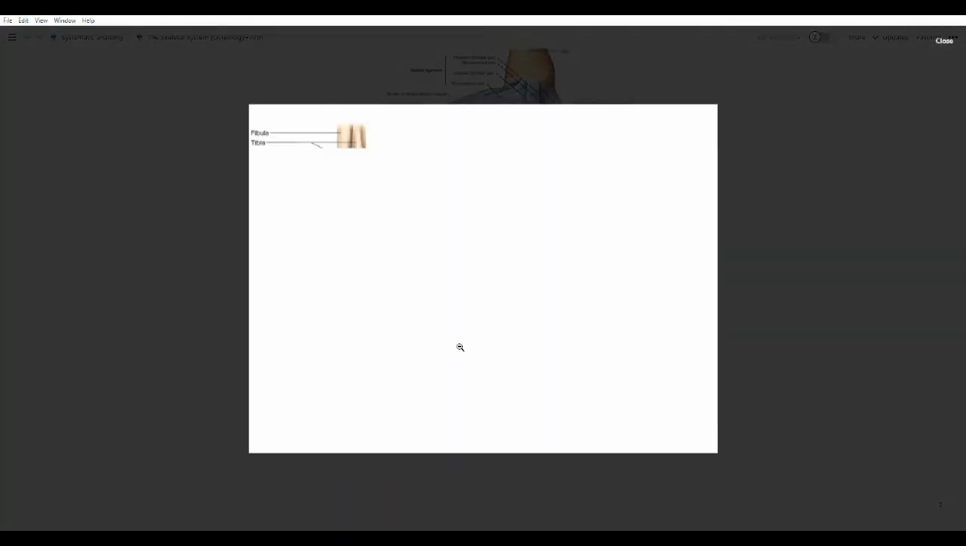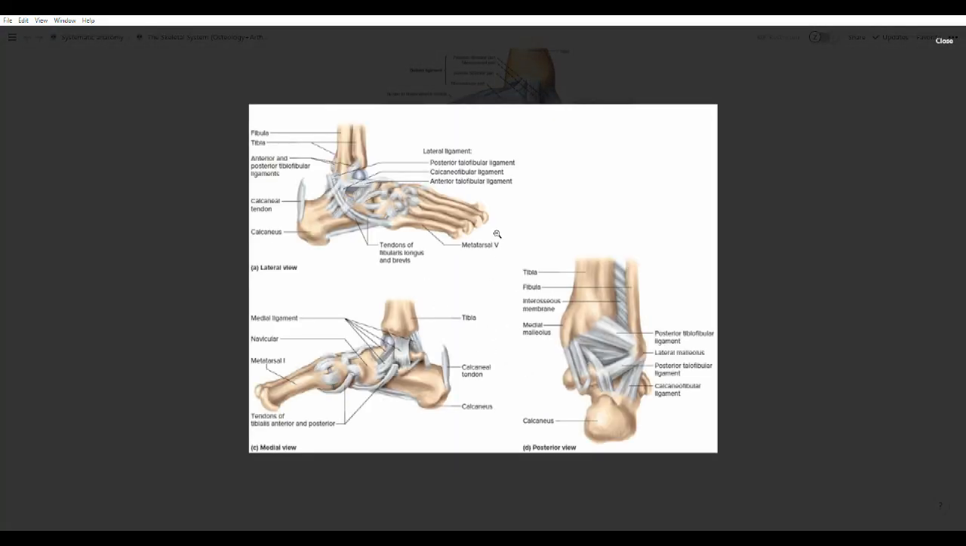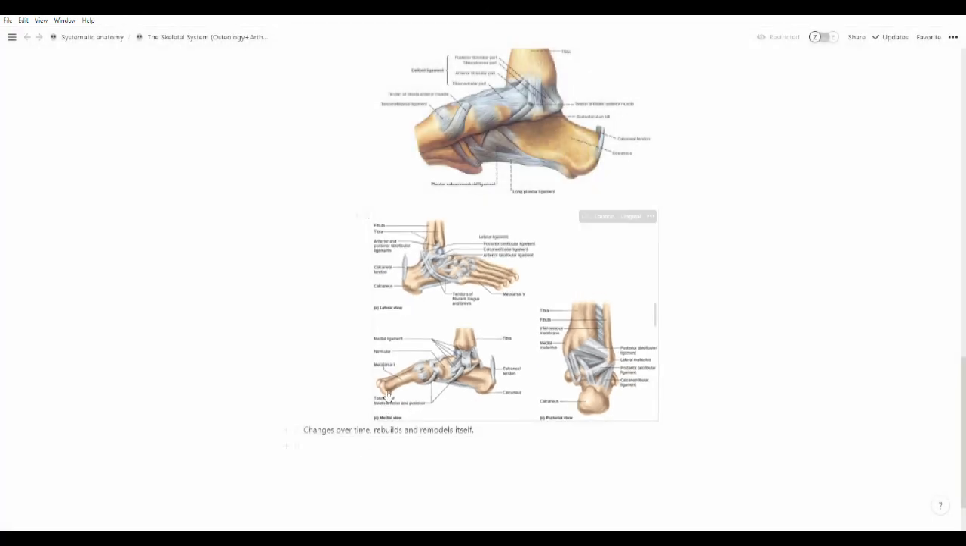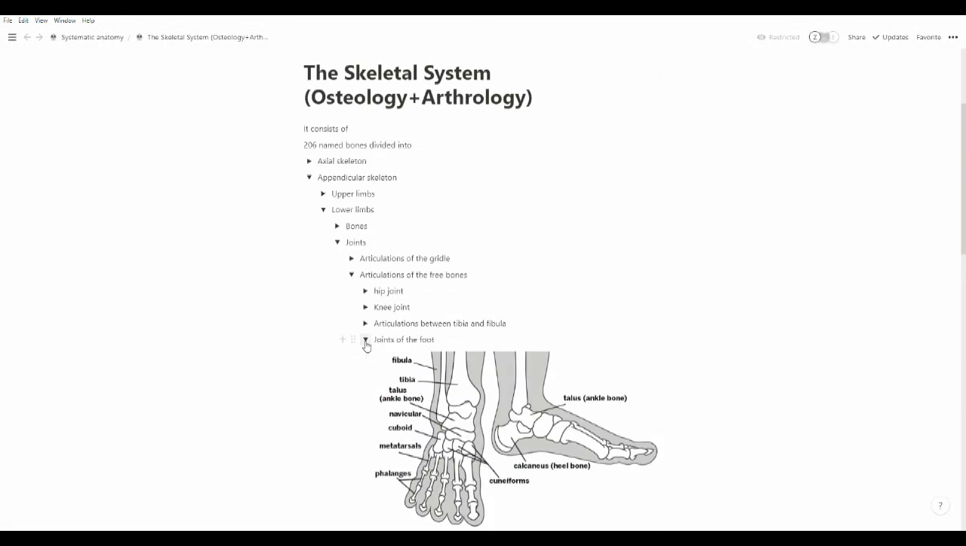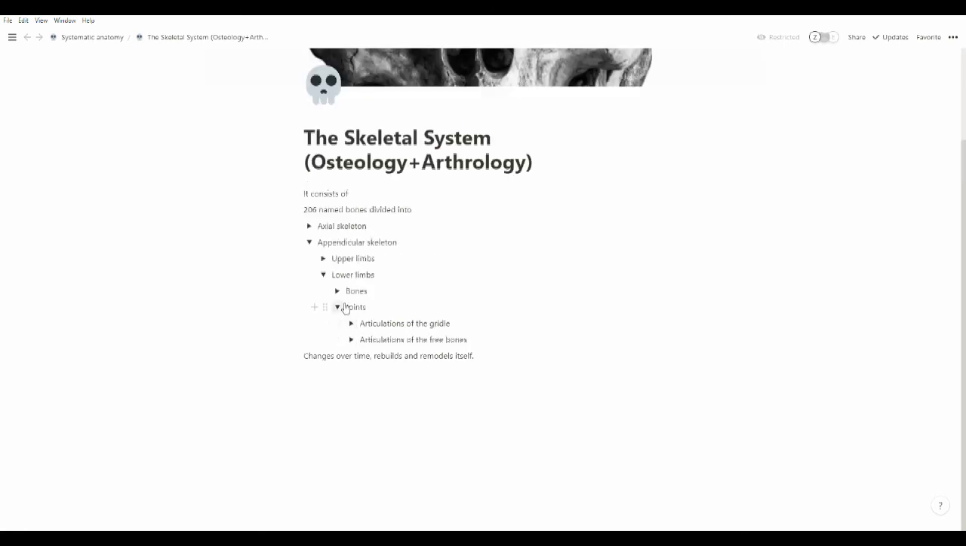Here's another view. This is very important to keep in mind as well. By the way, here the phalanges are cut off, just the metatarsals, and they stop here. And those are all the ligaments, like I've mentioned, that are very important. And that's it. That should be it for the articulations of the free bones of the lower limb, and by that, the joints of the lower limb.